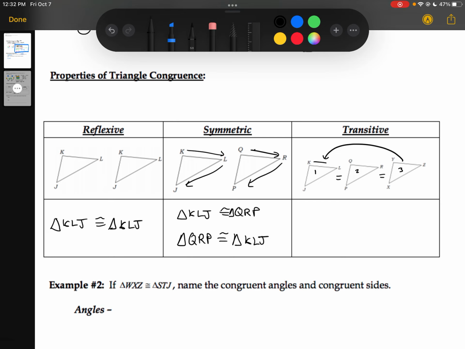So if we write this out, we'll follow that same order. Triangle KLJ congruent to triangle QRP. And then our second one here, triangle QRP being congruent to triangle YZX, Y to Z, Z to X. Then the last thing this allows us to do is to take this term in blue that's repeated, and we are now allowed to set yellow equal to green, because yellow and green are both equal to blue. They're equal to the same thing. Because they're equal to the same thing, they're also equal to each other.